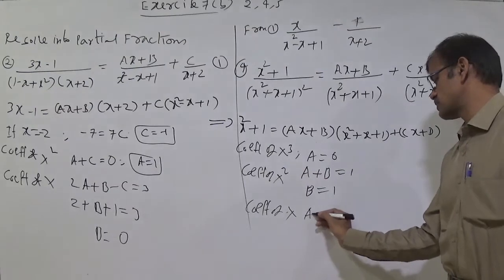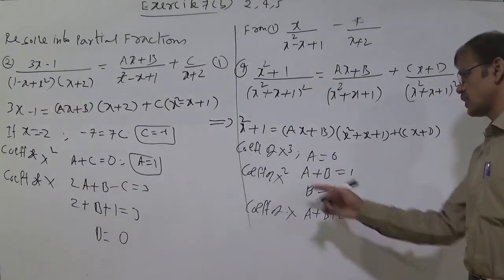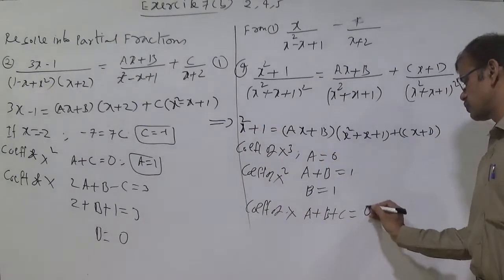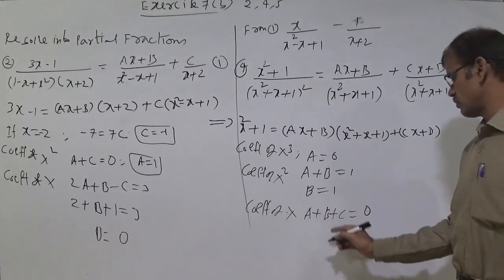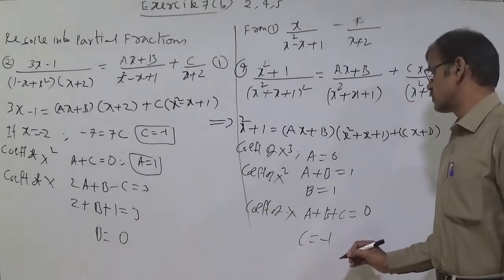A plus b plus c is also there. A plus b plus c is equal to, here there is no coefficient of x, so put 0 here. A value 0 we got, b value 1 we got, and c becomes minus 1. C is equal to minus 1.